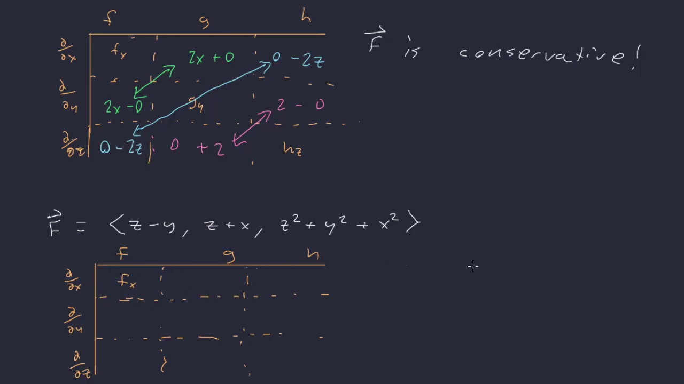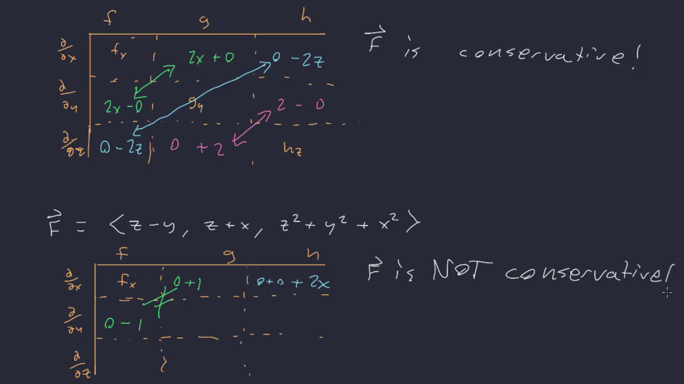F sub x, we don't need to check. Now, g sub x. Let's match the colors here. G sub x will be 1, right? And just to stay consistent, it'll be 0 plus 1. And then h sub x will be 2x. So it'll be 0 plus 0 plus 2x. All right, now f sub y. F sub y will be -1, so I'll be consistent here, 0 minus 1, and check this out. These two do not match. We're done. F is not conservative. Okay, so we don't have to go any further here. Thankfully, the second you see one that doesn't match, you're done.